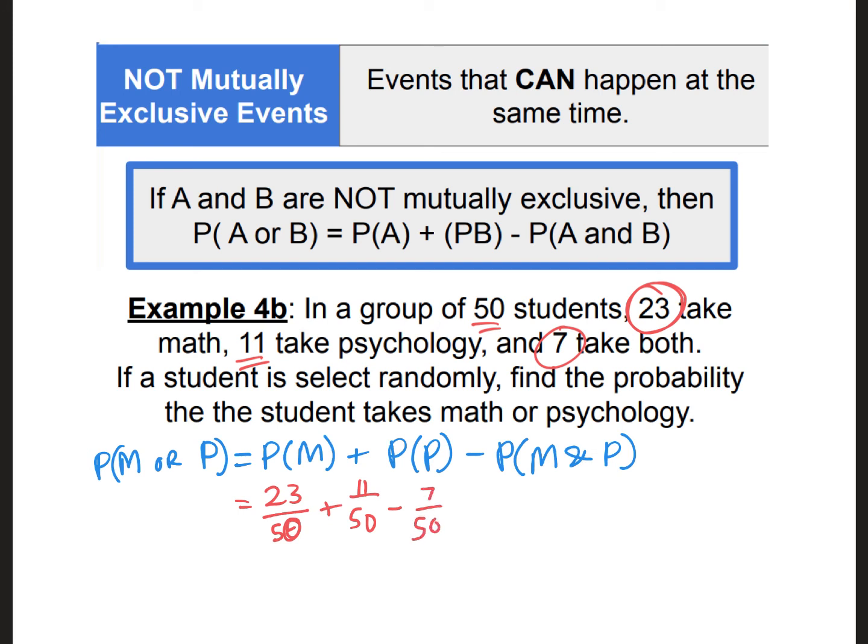Again, we're going to simplify that top, 23 plus 11 minus 7, which gives me 27. I'm not sure if I can simplify that. I kind of think I can't. Yeah, that doesn't simplify, so that is my final answer, 27 over 50. All right, and that is how you solve problems where the events are not mutually exclusive.